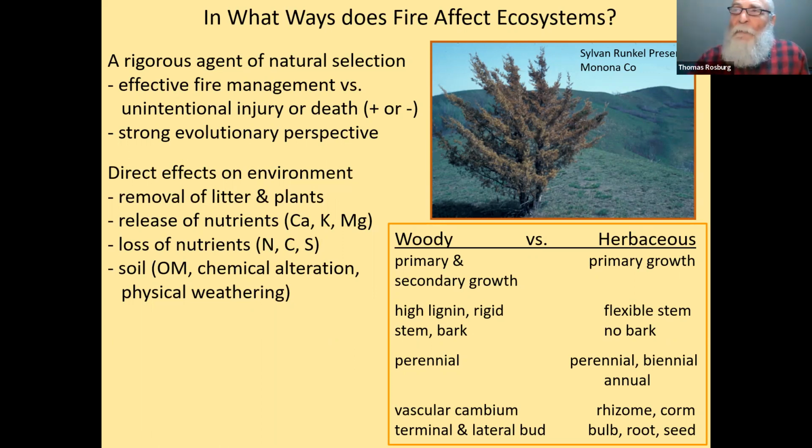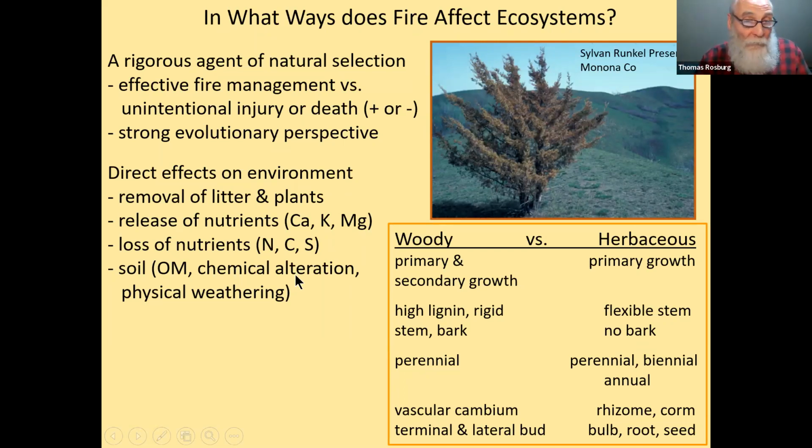But we classify the effects as either direct effects on the environment or indirect effects. The direct effects are the things that happen because of the actual fire: the oxidation of fuel, and the heat that's produced because of the oxidation of fuel, the release of heat. So the removal of litter, the oxidation, and of course, the consumption of plants. The consequence of that, of course, is ash. And in the ash, we can see nutrients like calcium and potassium and magnesium.